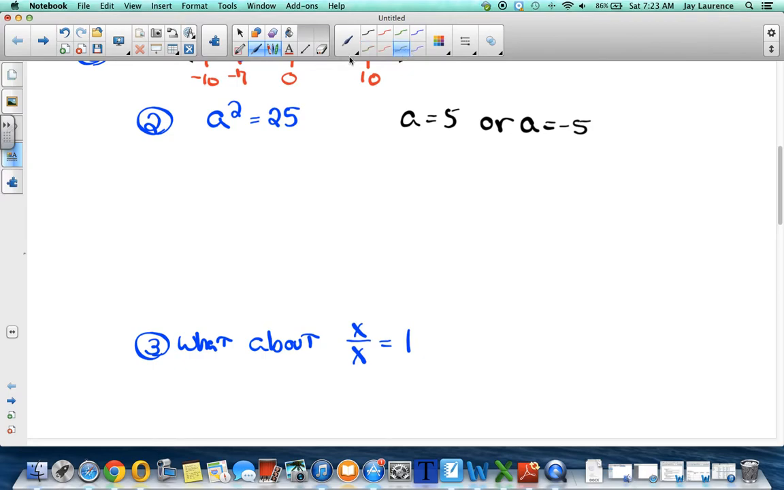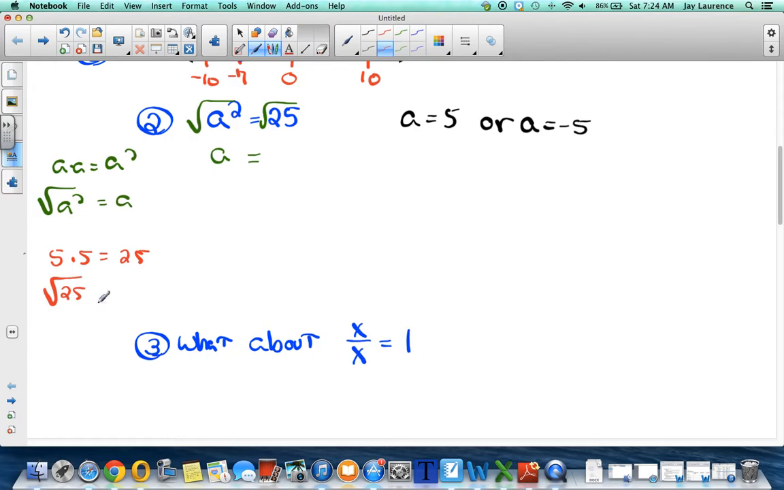Now, if you want to see how we should do that algebraically, we would take the square root of both sides. Okay, and then the square root of A squared is A. Why? Because A times A is A squared, right? You believe me? A times A is A squared. Therefore, the square root of A squared is A. Just like 5 times 5 equals 25, right? So the square root of 25, or in other words, the square root of 5 squared, is plain old 5, okay?